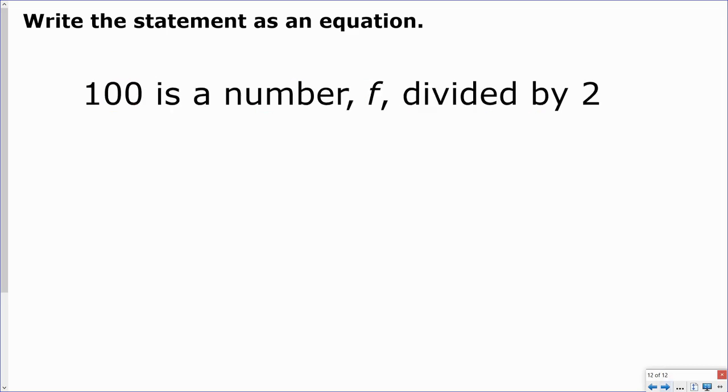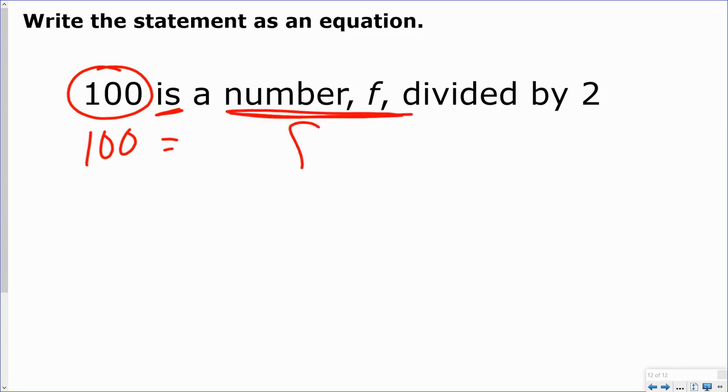Here I have 100 is a number f divided by 2. So again, my parts are 100 is equal to, and then I have a number f, which would again be represented by the variable f. And then I have divided, so I have my division sign, and then the number 2.